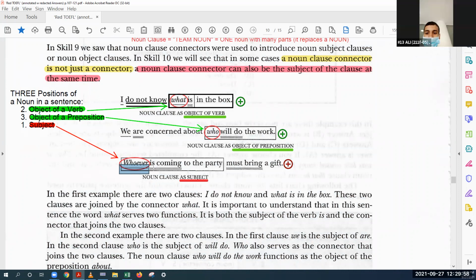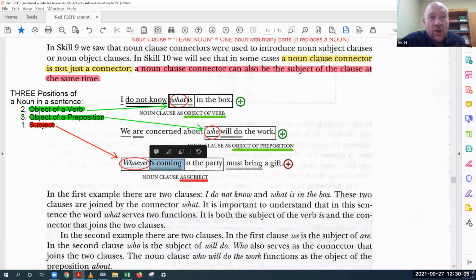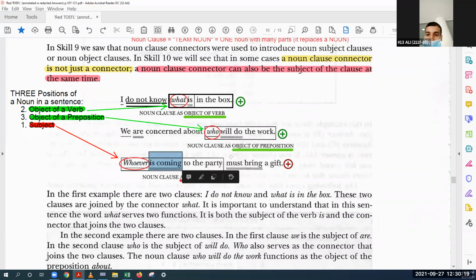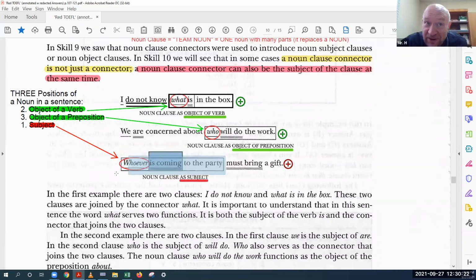Look, find the second verb, Ali. The second verb is coming. There you go. So that's your verb, right? Whoever is coming. Okay? This is your second subject and connector. This is your second verb. And together, all of this together is the subject.